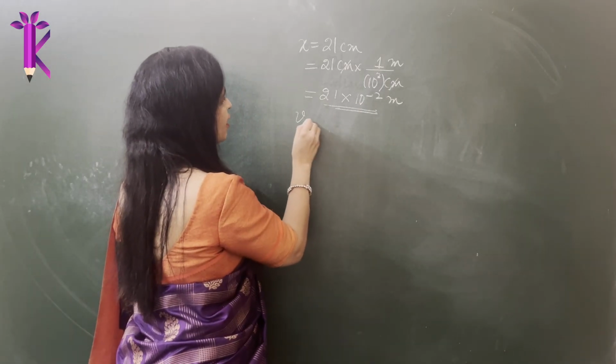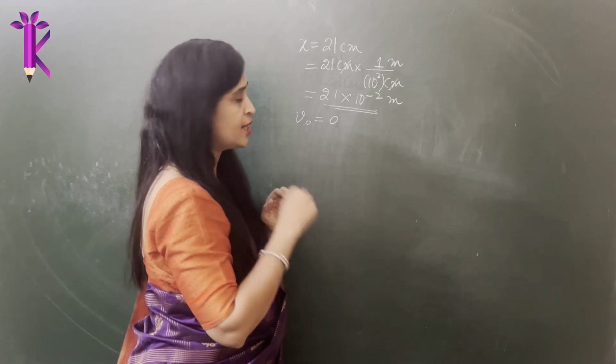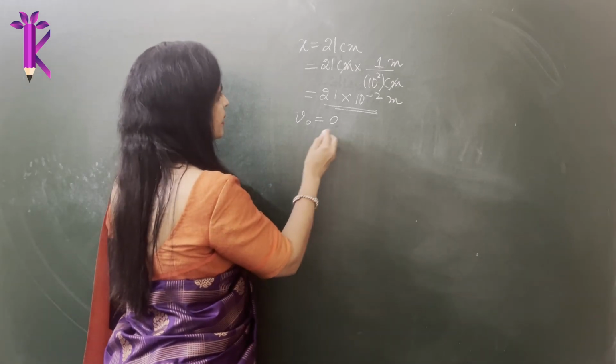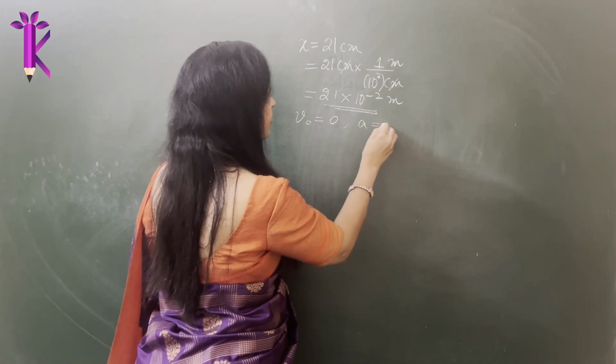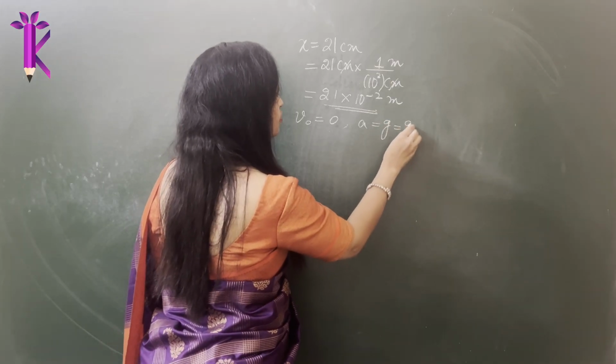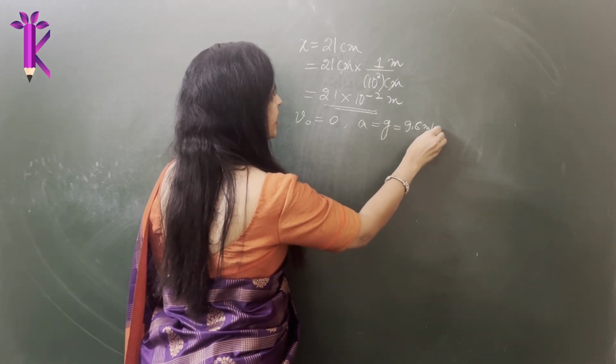Now the initial velocity with which it was traveling was 0, right? So how do we calculate? It was under the action of free fall in this experiment. Therefore, a will be g, which is taken to be 9.8 meters per second squared.